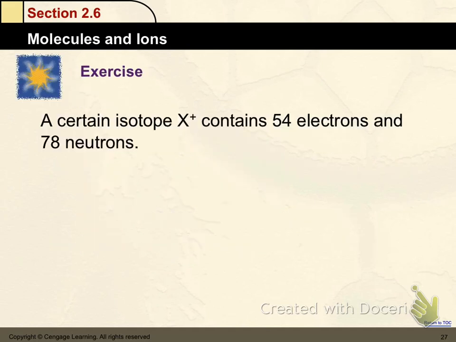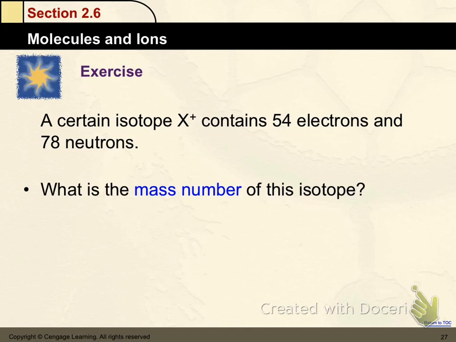All right, let's look at another exercise. We've got another isotope this time, and its symbol is X with a plus in the upper right-hand corner that contains 54 electrons and 78 neutrons. So we have to know what that plus sign means in the upper right-hand corner. First, we're going to ask what's the mass number of the isotope. And second, we'll get to that later. The mass number is 133.